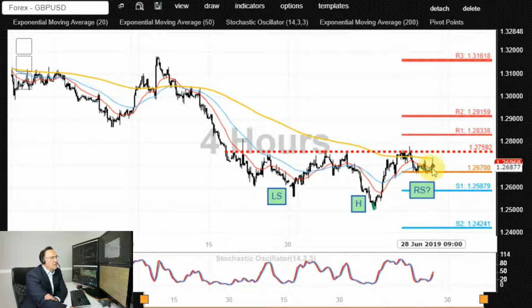Alternatively, if we see a push higher and a breakout and an end of day close above 127.60, that would encourage bulls to engage, potentially seeing it as a breakout above the neckline, and then especially if we see a retest of that level from above as newly found support. In that case, 128.30, 129.15 would be the logical areas of resistance to the upside.